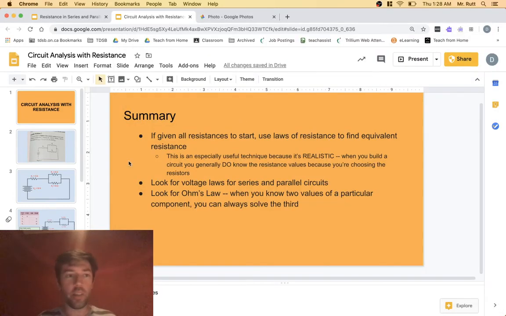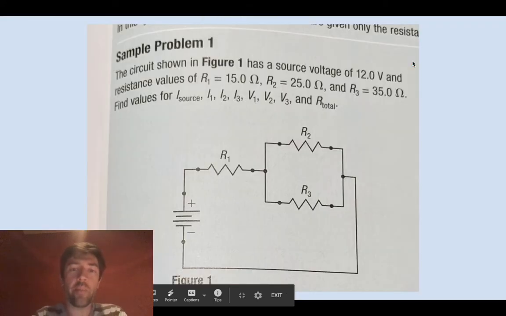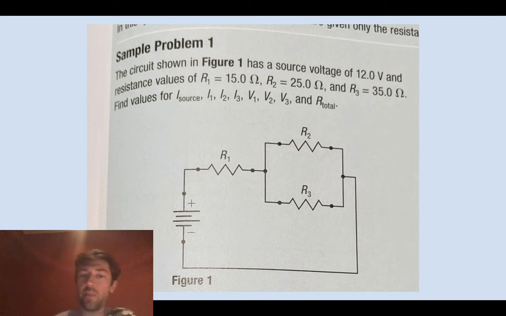Let's analyze some circuits, all right? So starting from the beginning, not the end. Circuit analysis with resistance. Here's an example. So we have a circuit here with 3 resistors. This is a combination series parallel circuit. It's not fully series or fully parallel.